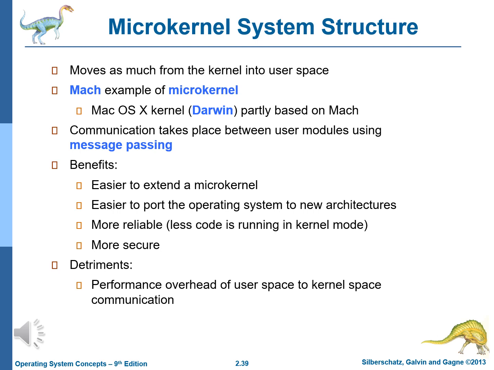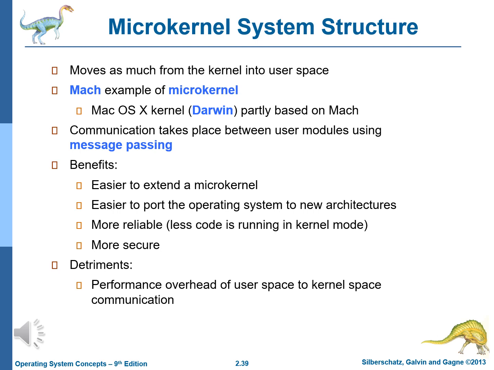The result is a smaller kernel. There is little consensus regarding which services should remain in the kernel and which should be implemented in user space. Typically, however, microkernels provide minimal process and memory management, in addition to a communication facility. The main function of the microkernel is to provide communication between the client program and the various services that are also running in user space.